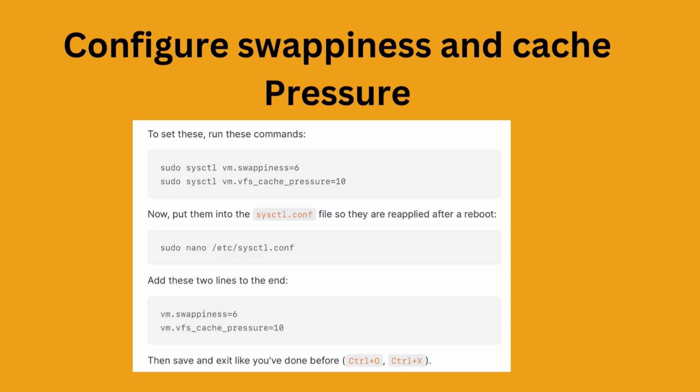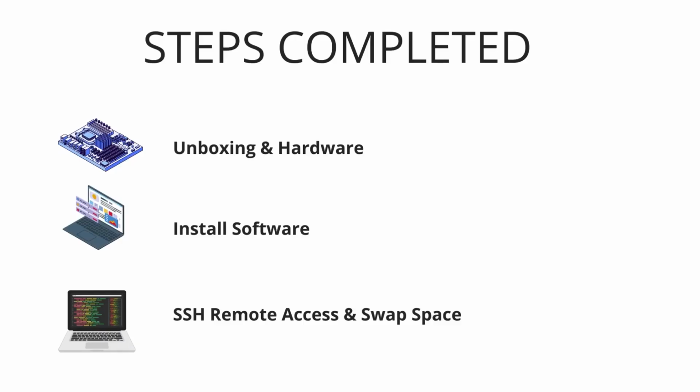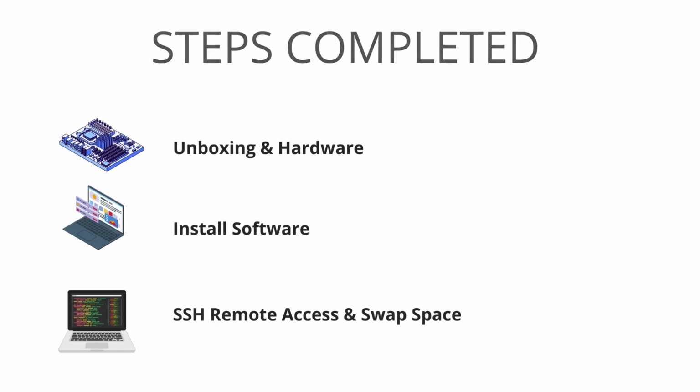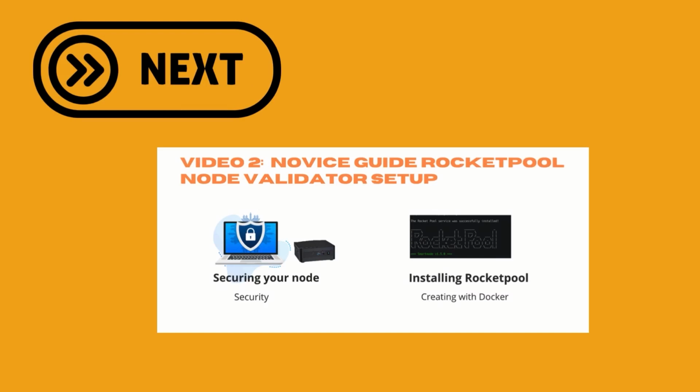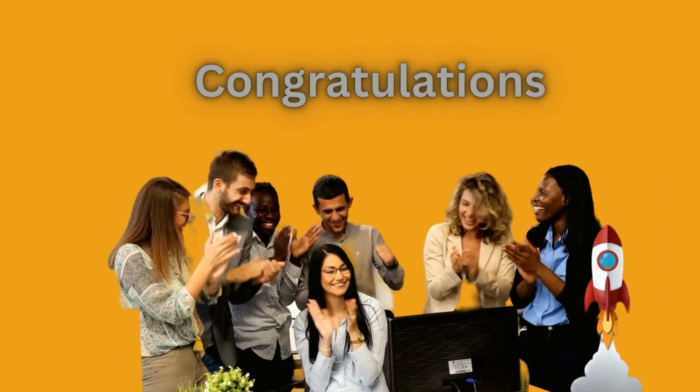Follow the command line by putting this in the system config file so that the settings are reapplied after reboot. Save and exit, and you are finished. You have now completed all the steps of this video: unboxing and hardware, installing the software, SSH remote access, and the swap space. You are now ready to move on to video 2, where we will secure your node and install Rocketpool. Congratulations on your accomplishments.